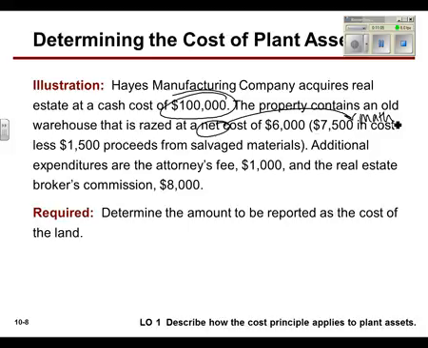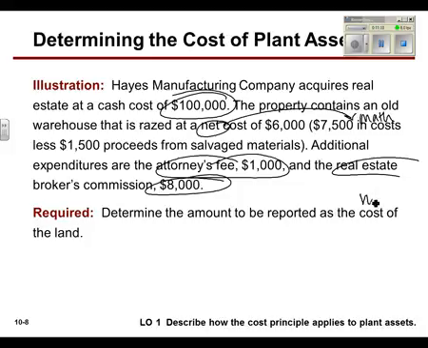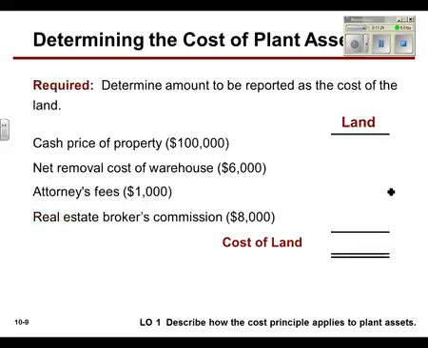Other expenditures, we had to pay an attorney $1,000 and the realtor $8,000. What's the real cost of the land, or the net cost of the land? Let's take a look. That's the next little chunk.